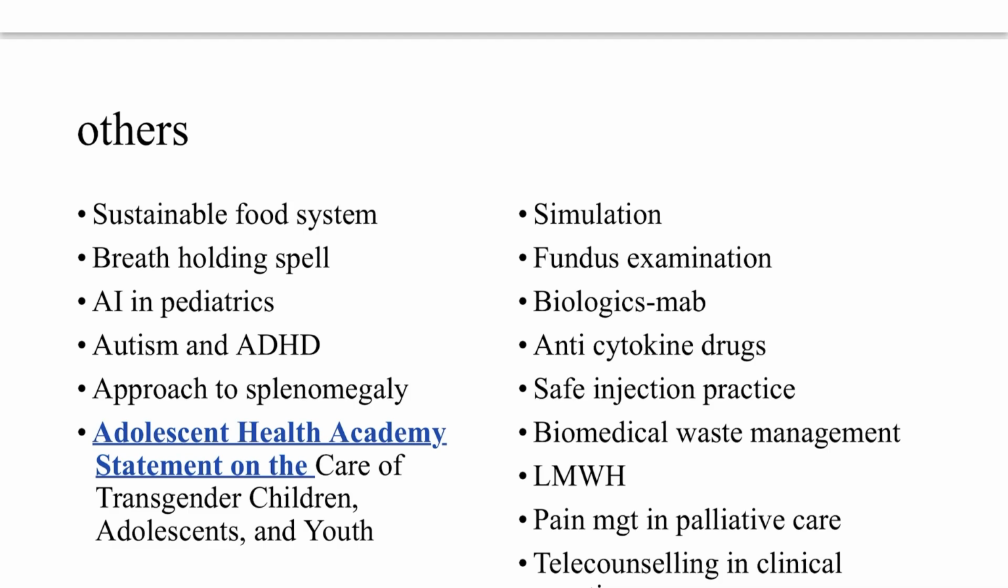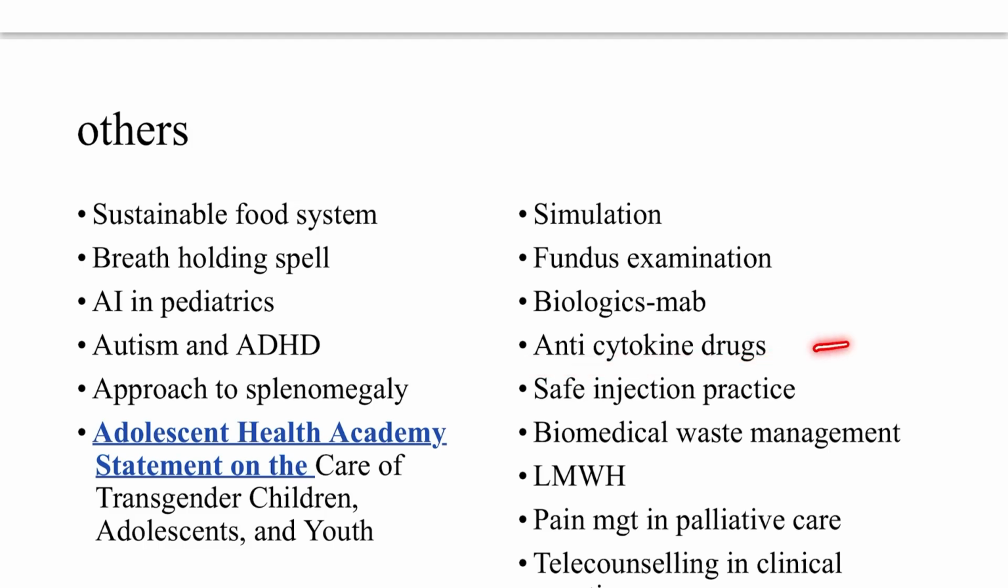Approach to splenomegaly. Then there was a recent statement by the Adolescent Health Academy on care of transgender children. Okay, so go through that. This can be asked. Simulation I talked about. Fundus examination. All your monoclonal antibodies, rabies, rituximab, all of that you go through. How do you give? What do you monitor? Where does it act? How does it act? All of those things you should know.